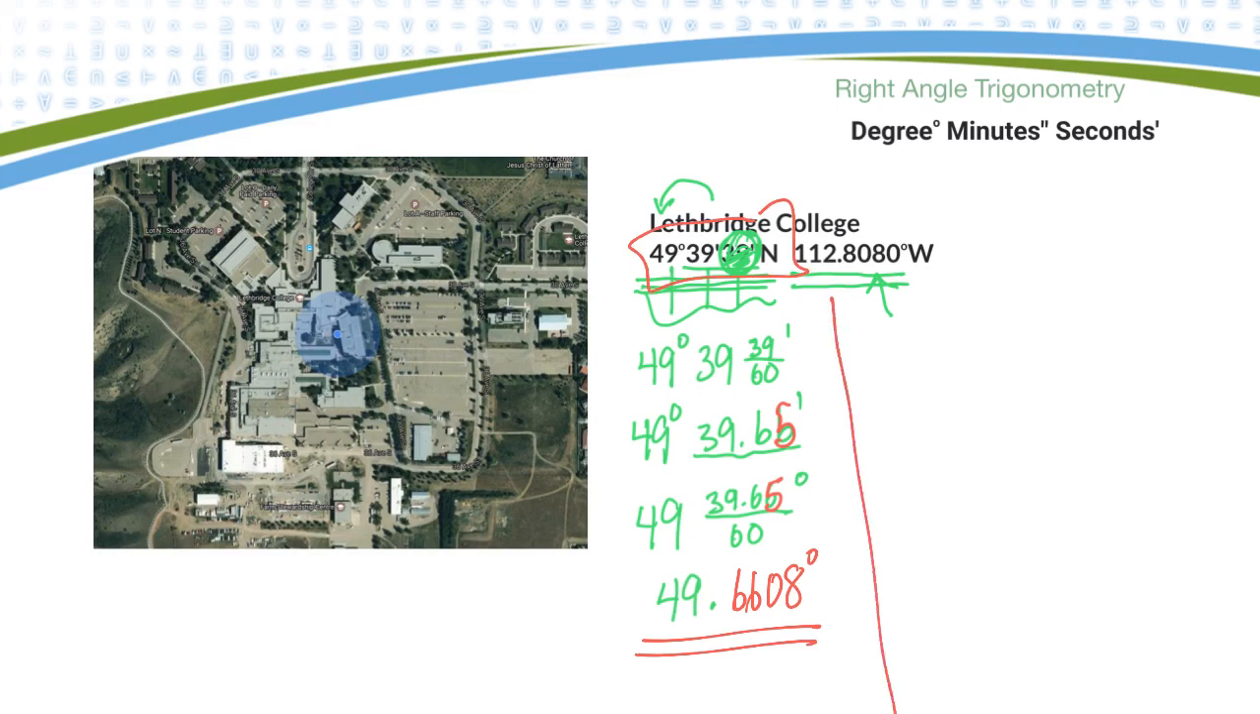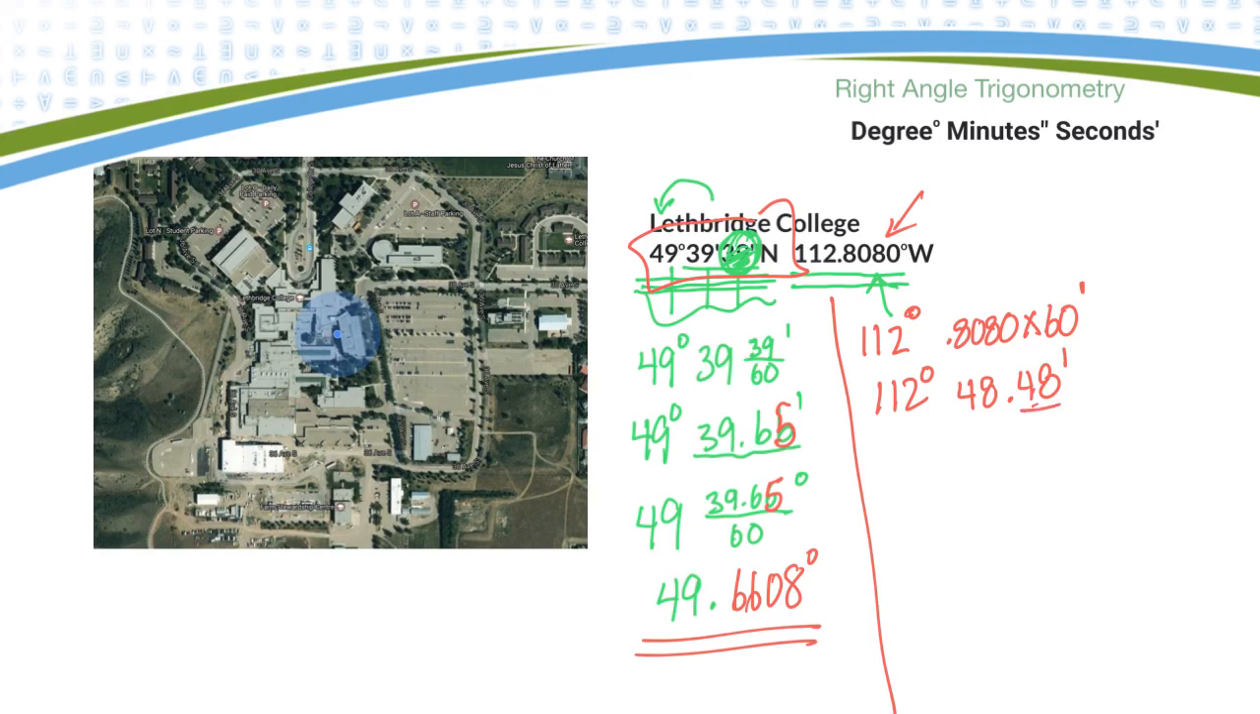Now to go the other way, to take this and make it into degree, minute, second, instead of dividing by 60, you multiply by 60. So I'm going to take the 112 and I'll make that a degree. And then the other portion, I'm going to take 0.80 and I'll times that by 60, and that'll give me minutes. Let me do that. 0.80 times 60 gives me 48.48 minutes. So I still have my 112 degrees out there. Now I've got 48.48 minutes.